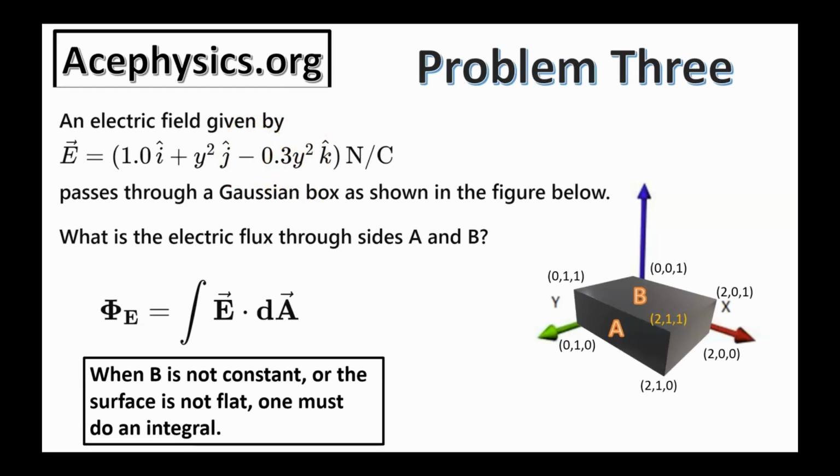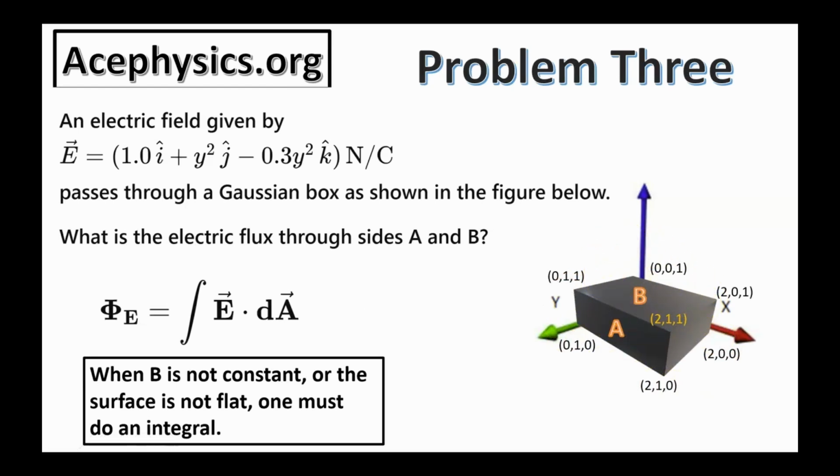The goal of this problem is to calculate the flux through faces A and B of the box in the diagram. This is a Cartesian coordinate system. This is the x-axis, the y-axis, and the z-axis, and I drew a box on top of here. There's a vector field, so there's a vector at every location in space, and this problem wants us to calculate the flux through face A of the box and the flux through face B of the box.